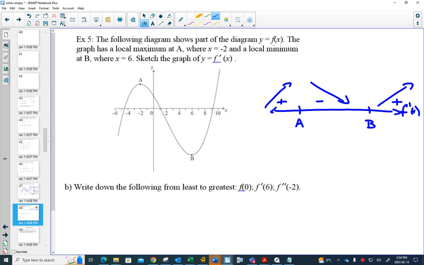So when graphing our derivative, I would go to point A, make it 0. Go to point B, make it 0. Know that it has to be positive here, negative in between, and positive afterwards. So knowing what your maximums and minimums are creates your derivative equal to 0, very important. Then your sign diagram tells you where it's positive and negative.